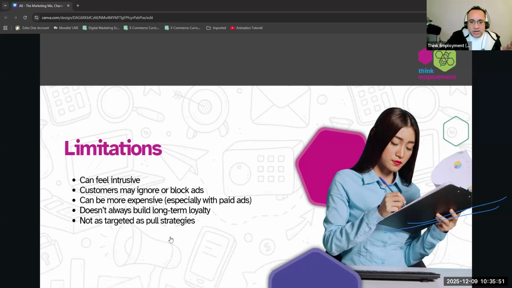So it can be more expensive, especially with paid ads. It doesn't always build long-term loyalty because you're not looking at building a relationship. You're just getting those buys of people who actually want to buy it. You're getting those buys, you're not building that relationship, so there's no loyalty. It's not as targeted as pull strategies. Now, yes, you are targeting, but you're not doing it the way you would have done it with pull strategies, because with pull strategies you can look into your target audience in a deeper way because you're building that relationship with them.